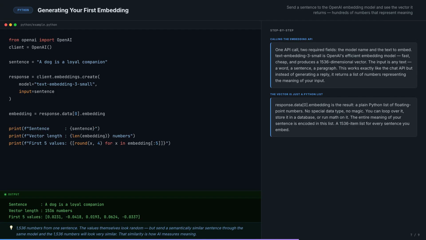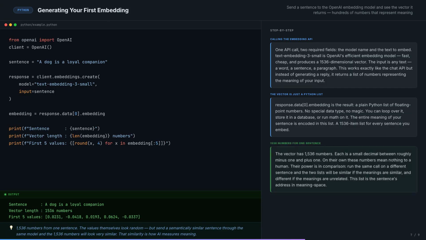Finally, let us print and see 1536 numbers for one sentence. Each number is a small decimal. On their own, they mean nothing to a human, but run the same model on a different sentence and you will get another list of 1536 numbers. If the meanings are similar, the lists will look similar. That is the engine behind semantic search.